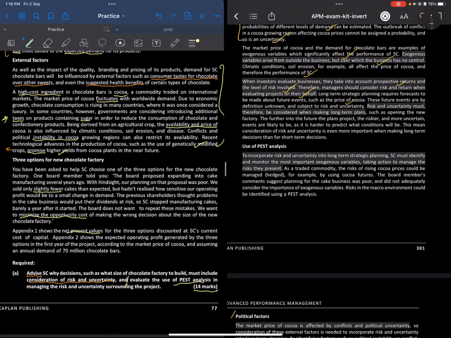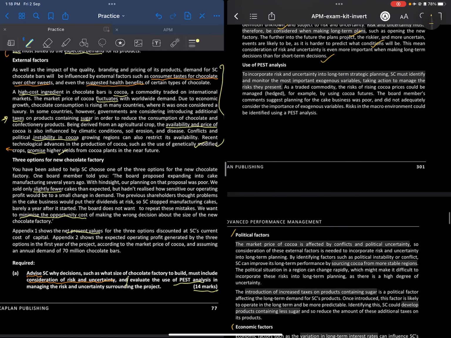These events are by definition unknown and subject to risks and uncertainty. Risks and uncertainty must therefore be considered when making long-term plans, such as establishing a new factory. So the further into the plans, the riskier and the more uncertain, as it's harder to predict what conditions will be. You can't predict the next earthquake or anything else. So the consideration of risks and uncertainty is even more important for long-term decisions rather than short-term.